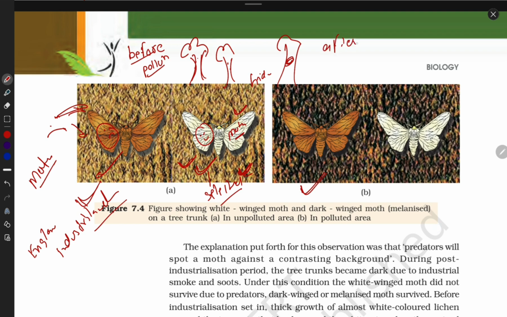But after industrialization, pollution will arise, because multiple factories are situated there and they release too much pollution. At that time the stem is gray and whitish in color, but after pollution the tree stem color converts into black and dark. Now the black moth can easily hide itself on the black background because it has black color also. But the white moth is unhappy, because now the predator comes and eats it, because on a black background something white can easily be identified.